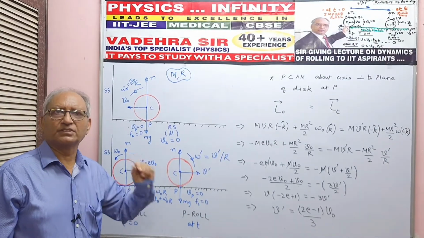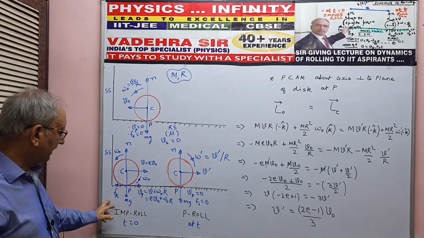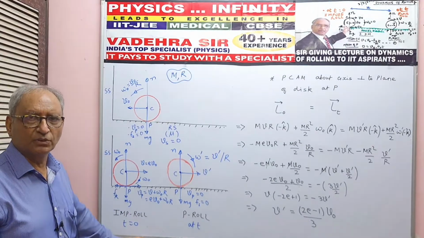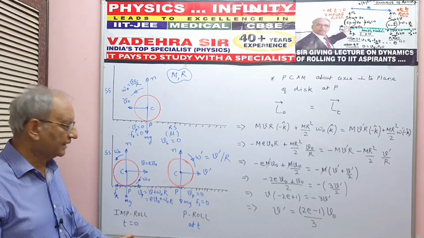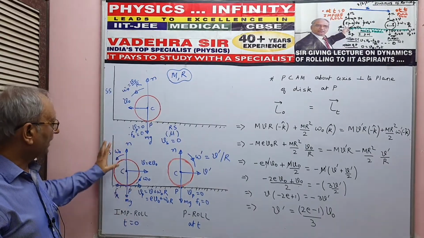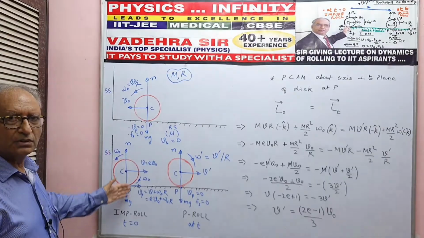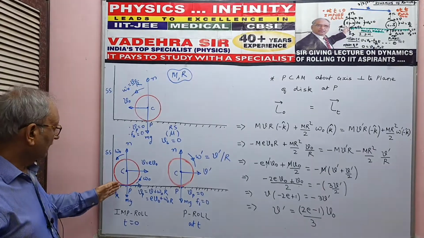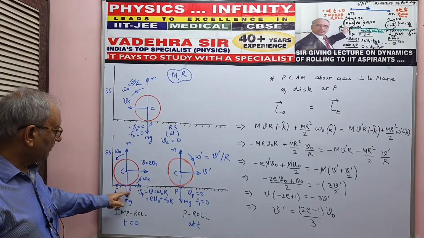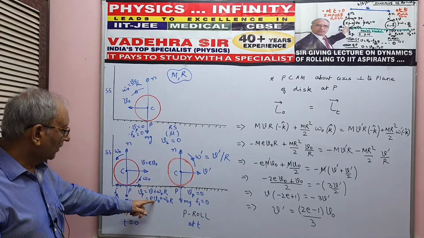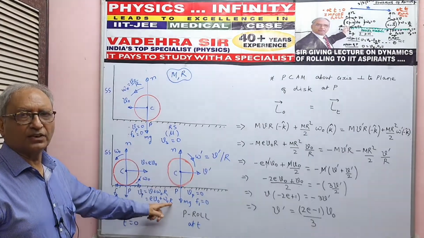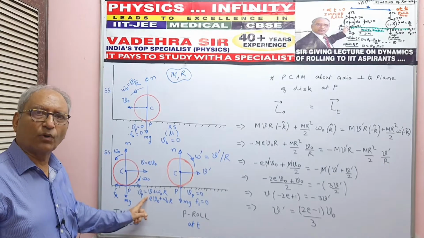So just after collision, I am taking that time to be t equal to 0. Now look at the free body diagram once again: weight down, normal contact force up, and the velocity at the point of contact will be e V0 plus omega naught r. So it is a case of forward slip.